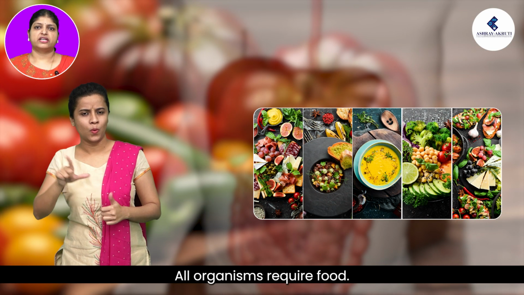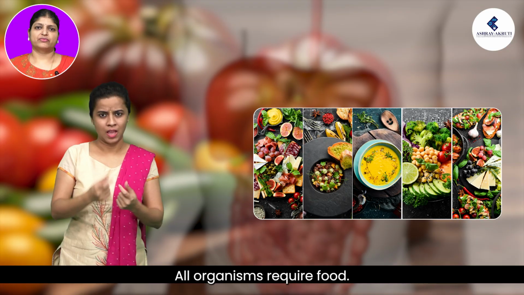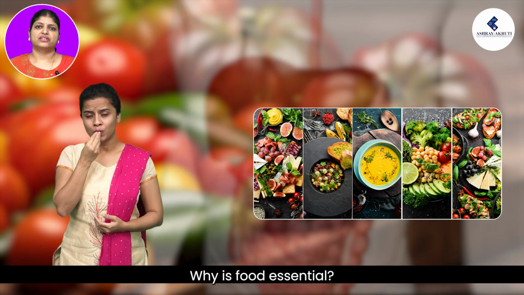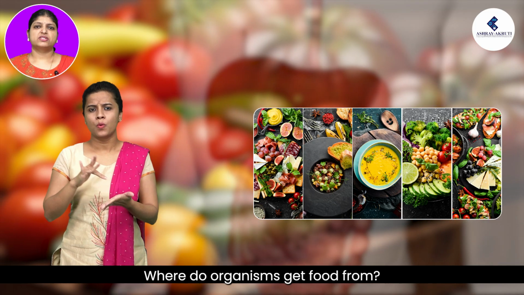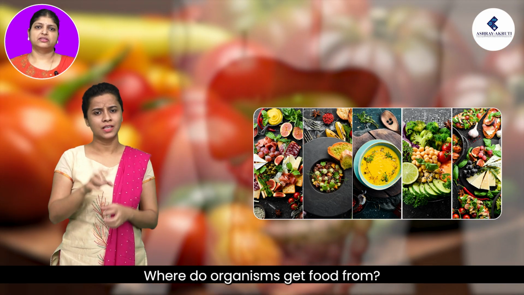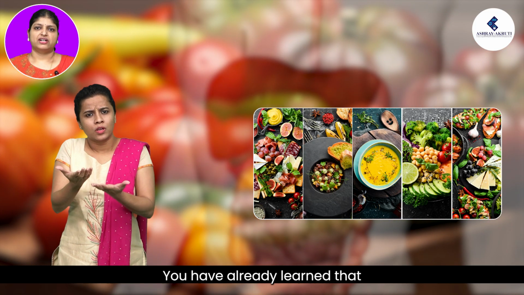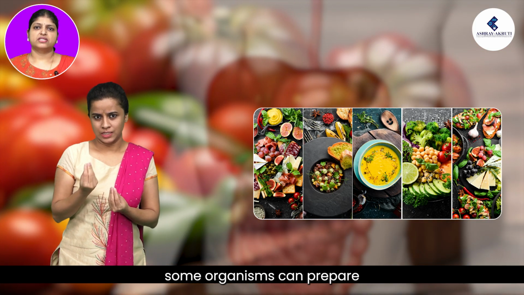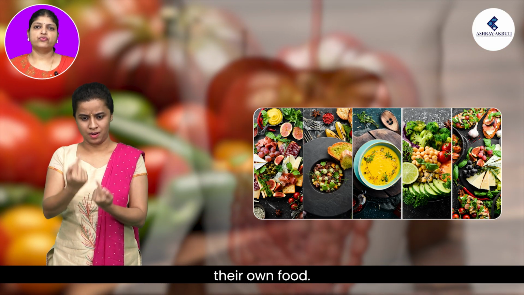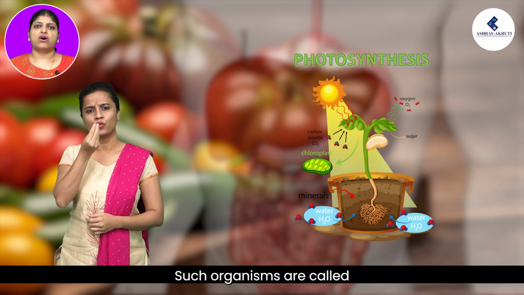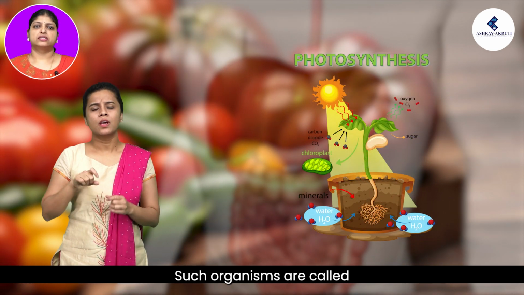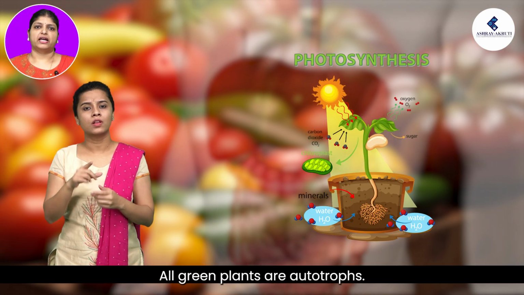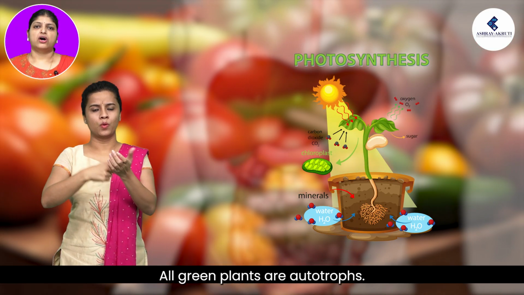All organisms require food. Why is food essential? Where do organisms get food from? You have already learned that some organisms can prepare their own food. Such organisms are called autotrophs. All green plants are autotrophs.